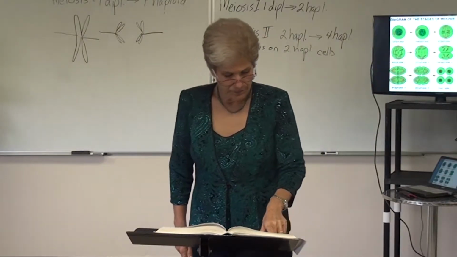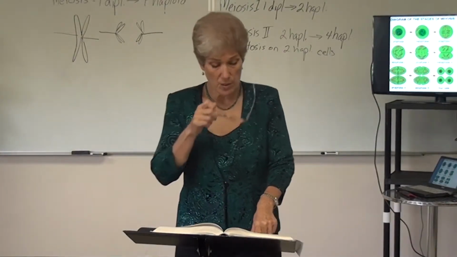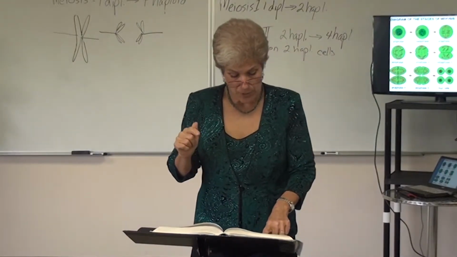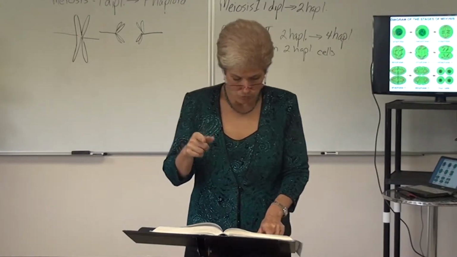Number 10. The diploid number of a cell is 16. What's its haploid number? 8. Okay, total number, diploid number. Haploid number is the number of pairs. 11. The haploid number of a cell is 9. What's its diploid number? 18. Good. You're good on that.